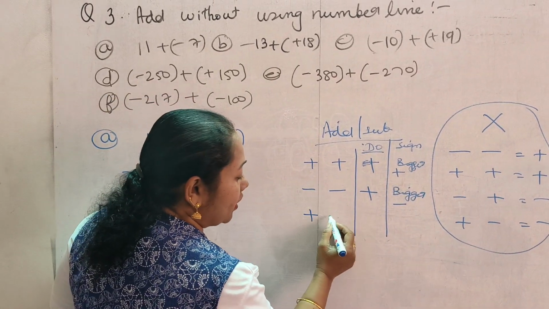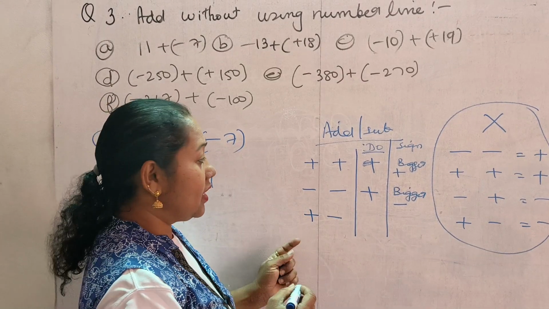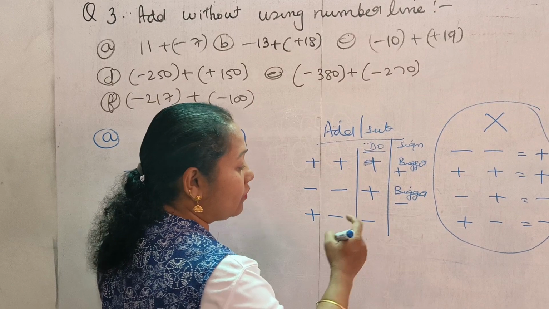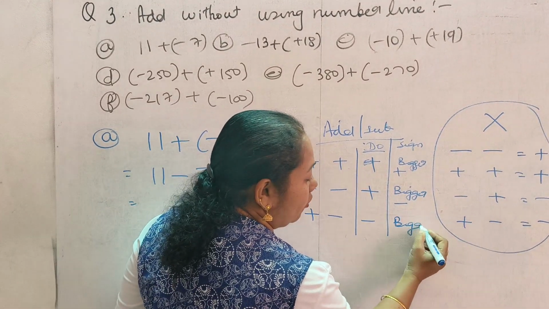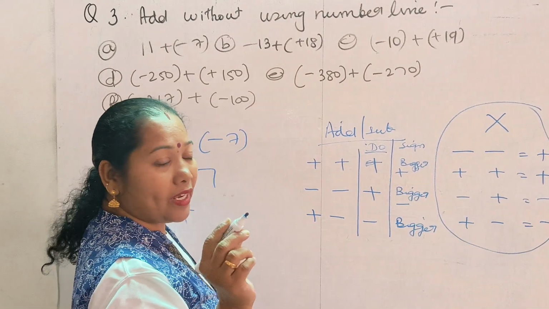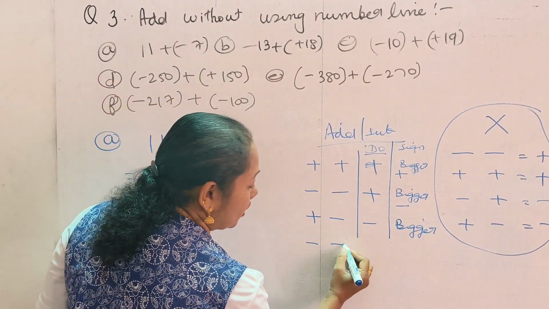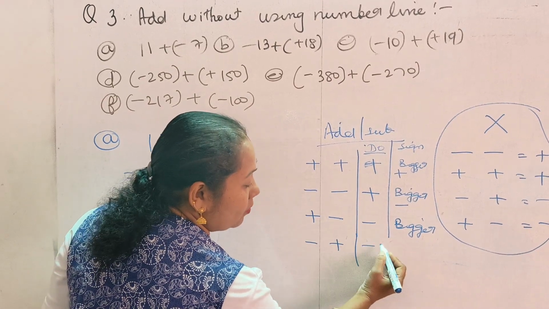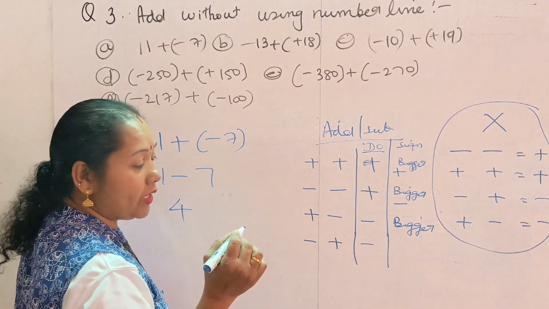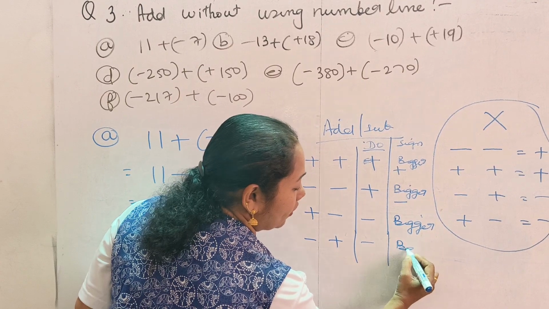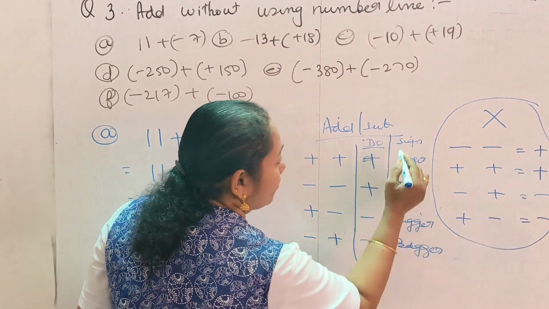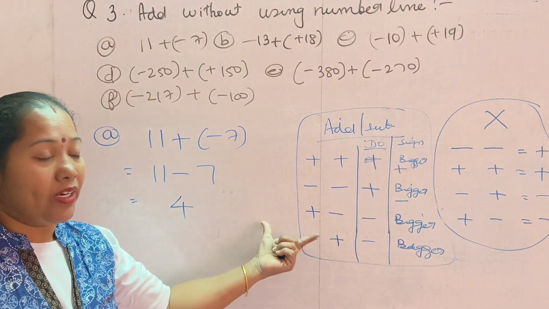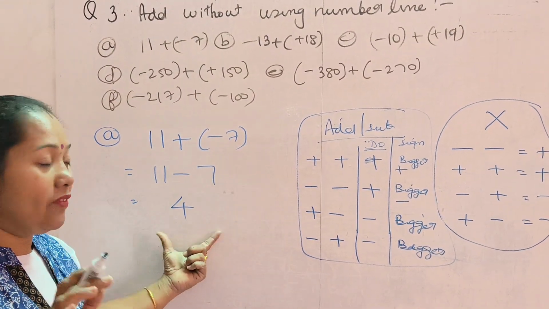Now if one number is plus and the other one is minus, then what will we do? We will do subtraction, and we will put the sign of the bigger one. And if one is minus and the other one is plus, again the same rule will be applied. That is, we will do subtraction and put the sign of the bigger one. So if you learn this and apply it to the question, you will understand very clearly.